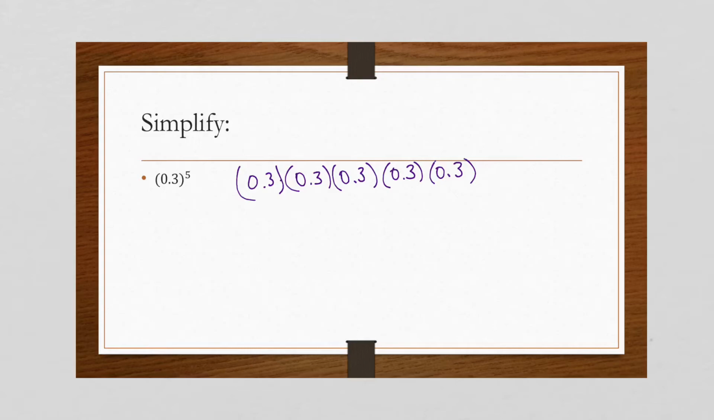You know what? The easiest thing to do here is grab your calculator and put in parenthesis 0.3, close your parenthesis, do the little rooftop button, looks like a rooftop, and then we're going to type in 5 and hit enter, and I get this as an answer, 0.00243. That's my answer.